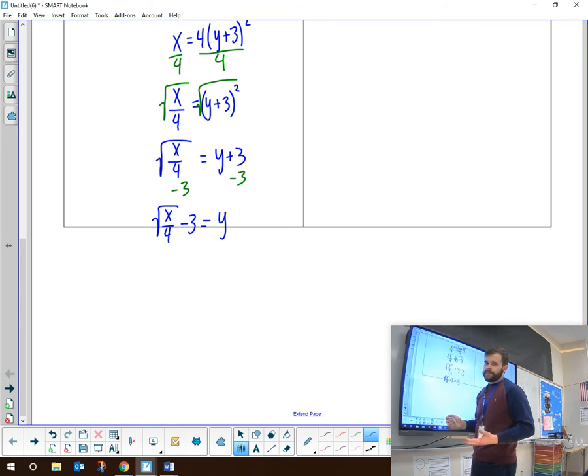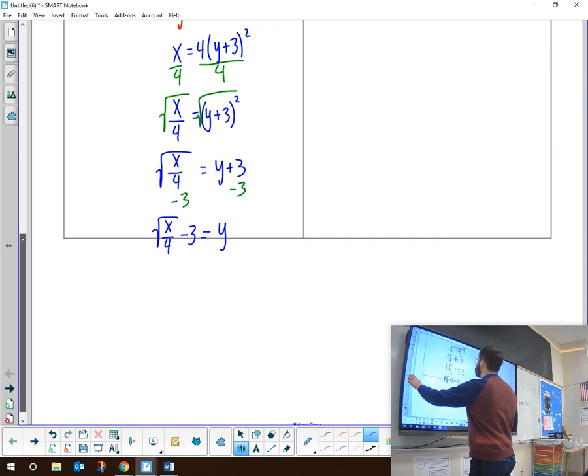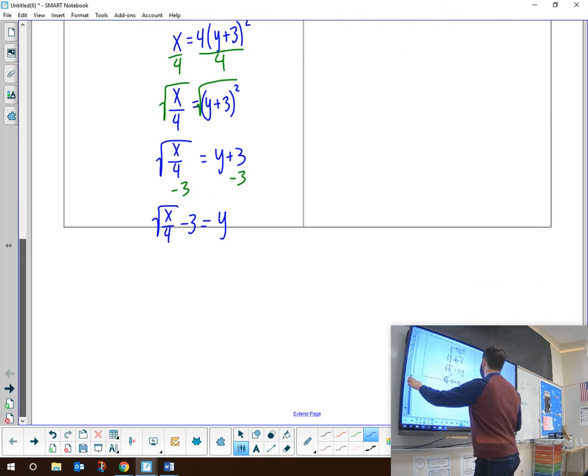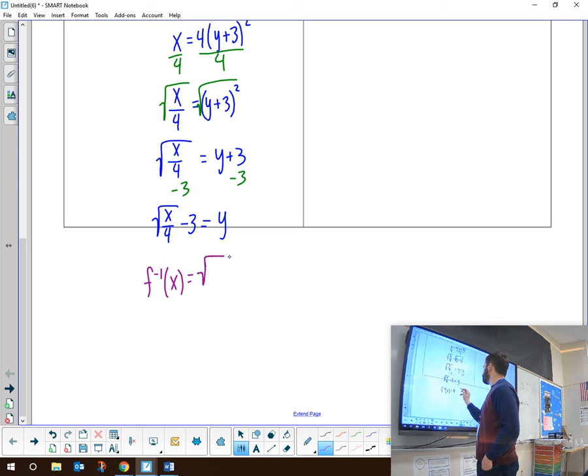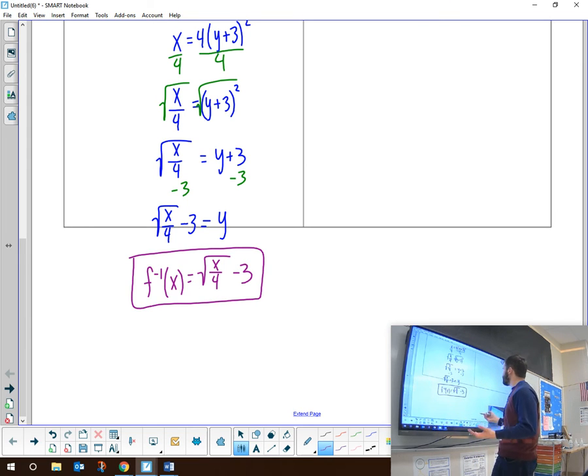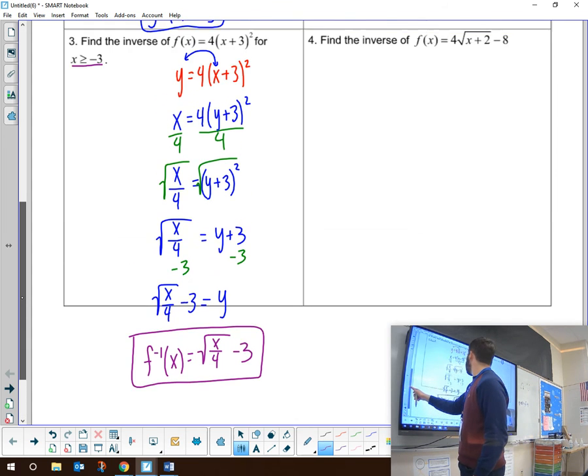And then last step, just rewrite it. Take our y, we're going to rewrite it. This one is an f of x. So we're going to rewrite it as f to the negative 1 of x equals the square root of x over 4 minus 3. Just like that. Donezo, okay? We're just simplifying it. All right.